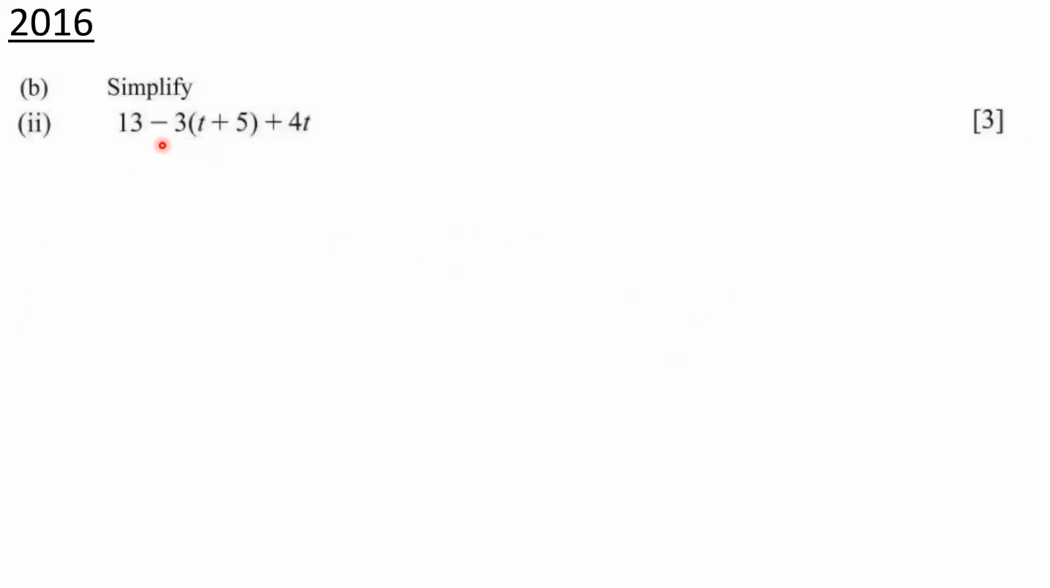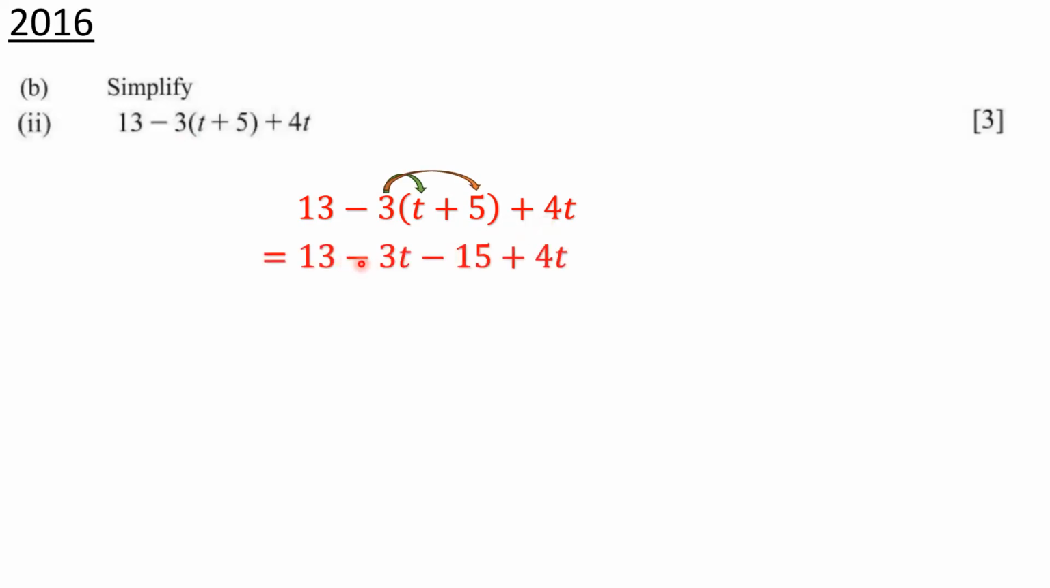We have 13 minus 3 open bracket t plus 5 close bracket plus 4t. What we're going to do is multiply negative 3 times t, and then multiply negative 3 times 5. Negative 3 multiplied by t is negative 3t, and negative 3 multiplied by 5 is negative 15. And so we have 13 minus 3t minus 15 plus 4t.